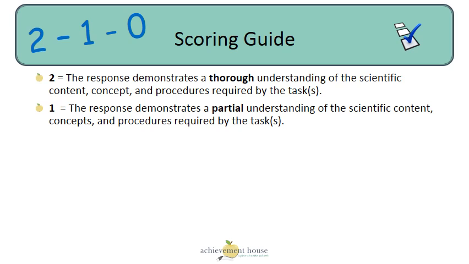If you receive 1 point on the constructed response, it means the response demonstrates a partial understanding of the scientific content, concepts, and procedures required. This means that you answered part of the question correctly, but may have missed one section of the question, either leaving it blank or answering it incorrectly. So if a question is broken into 2 parts, make sure you thoroughly answer both parts.